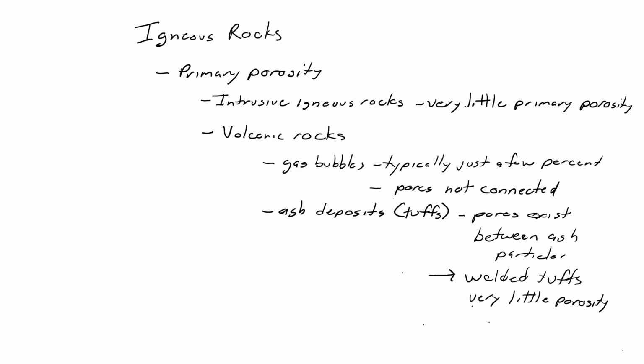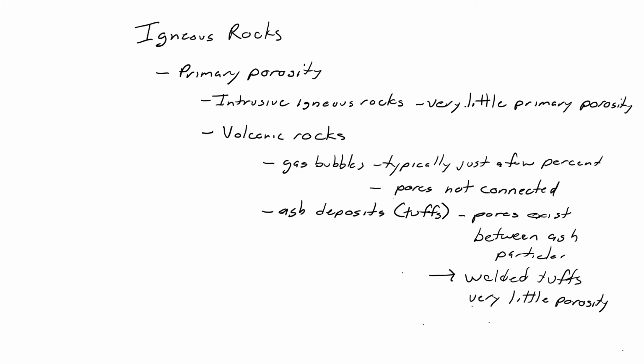So the bottom line is that, for the most part, volcanic rocks don't have much primary porosity. The only real exception would be a pumice, right? Pumice fragments are like 70% pores. But even in pumices, the pores aren't connected. So the water or any other fluid that you might have trying to move through it can't really do it.